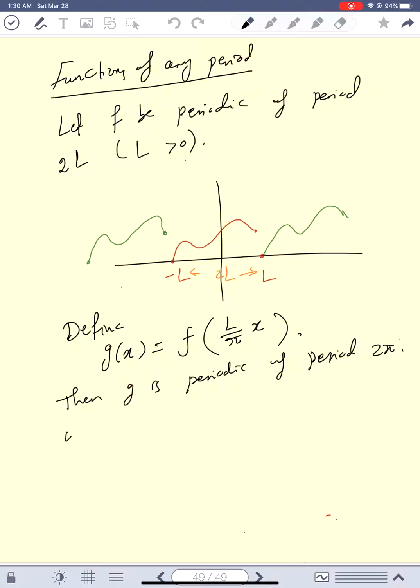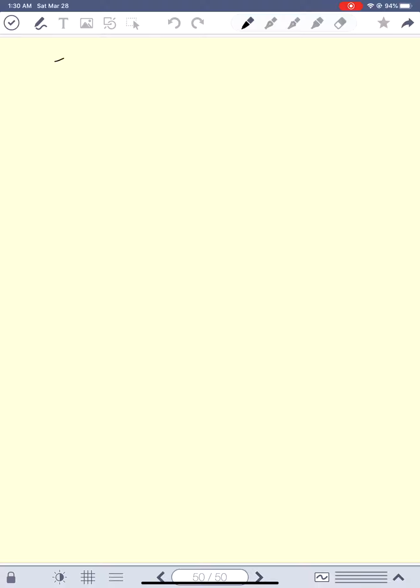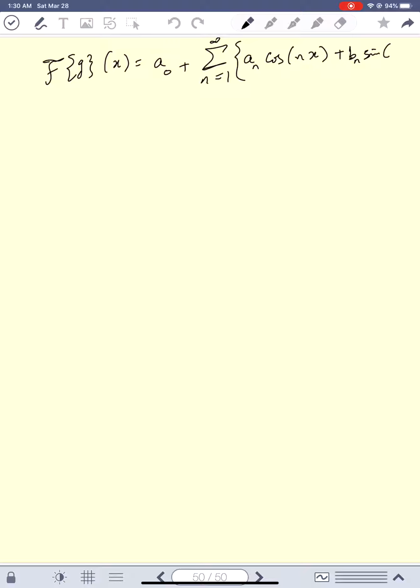So now we ask, what is the Fourier series of g? This is the question. Okay, we move. So the Fourier series of g has the form a naught plus the sum from 1 to infinity, an cosine an x, plus bn sine an x, right? But what is a naught?